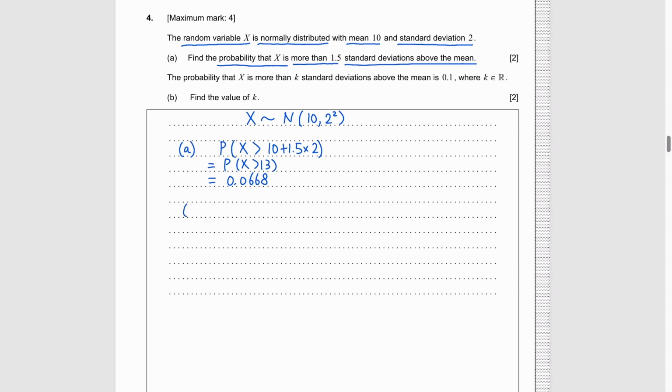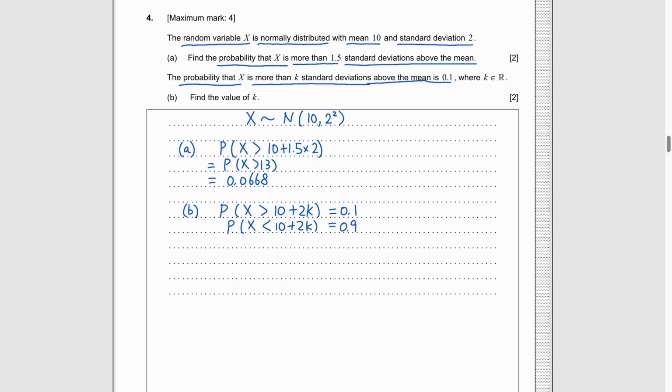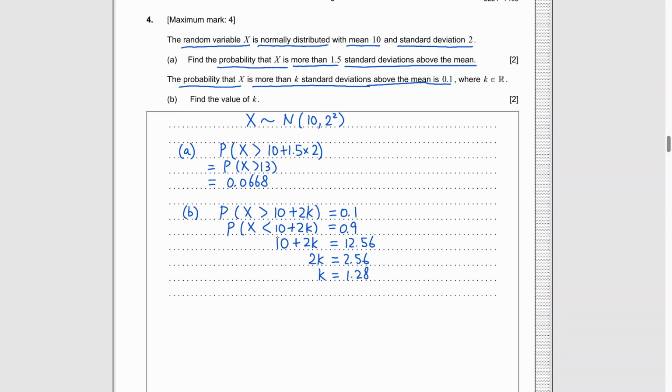Next, we are told that the probability of X being more than k standard deviations above the mean is 0.1. So, we first set up an equation based on this information. We change the inequality to be less than, which means the probability is 0.9. Using the inverse normal function on the calculator, we find that 10 plus 2k equals 12.56. Solving this equation gives k equals 1.28.